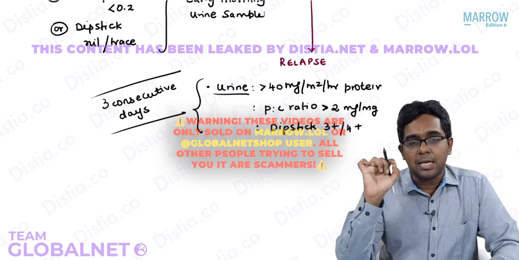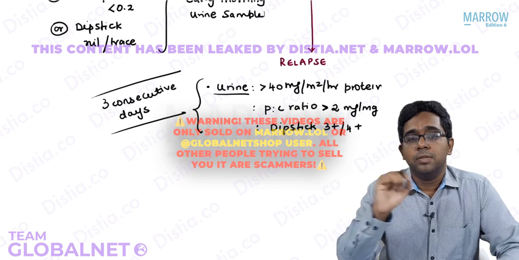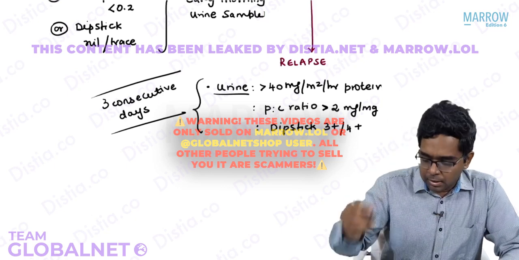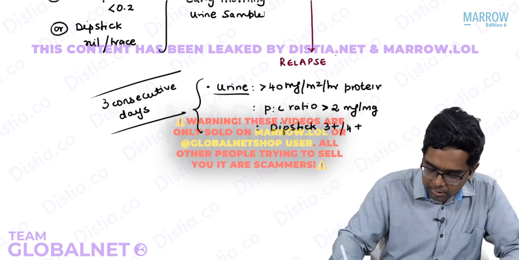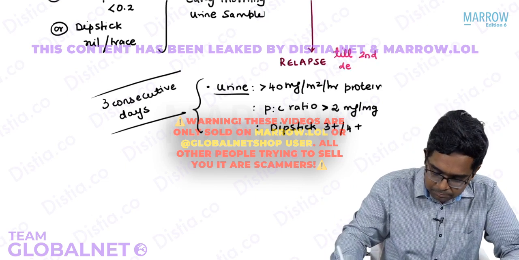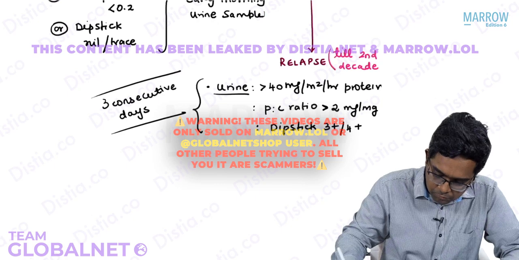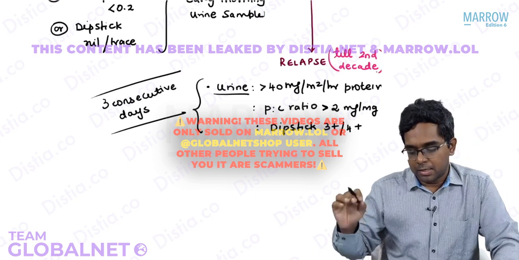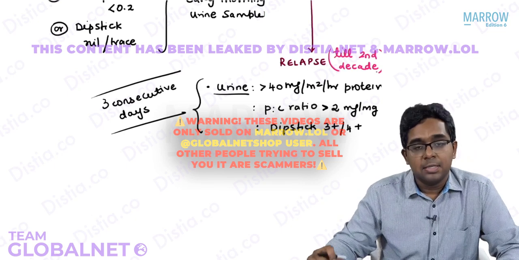Okay, please remember, relapses usually occur in most of the children with nephrotic syndrome, and these relapses usually occur till the second decade. That is the usual rule for minimal change disease. They can have recurrence of disease or relapse till the second decade.